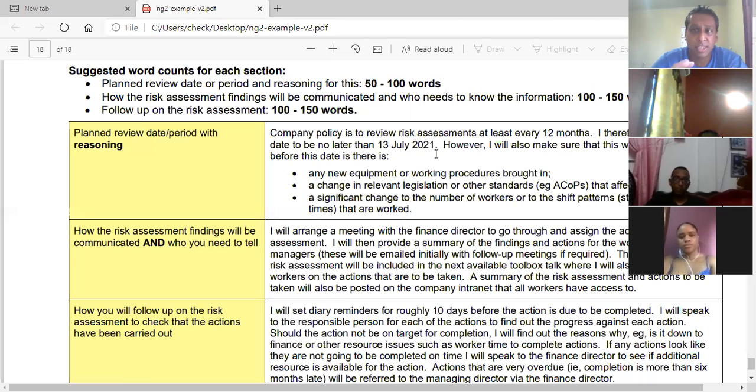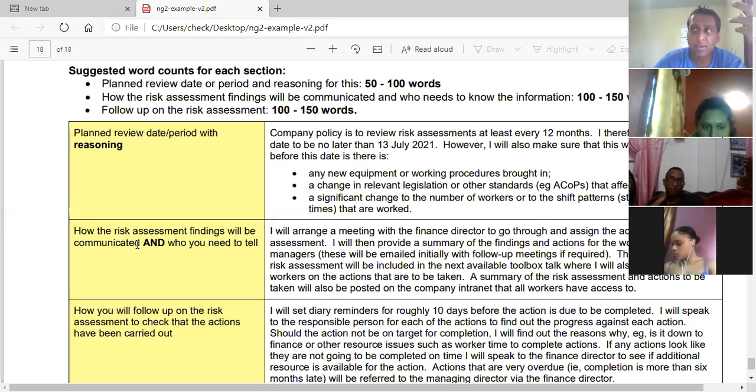The last teaching session we had, and one of the last slides, was when to review a risk assessment, right? How the findings will be communicated and who you need to tell. Remember, if you were taking a bullet point there, you had to put the review date, the reasoning, and whenever you have changes.